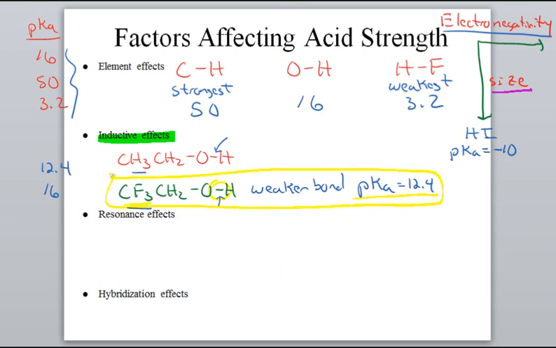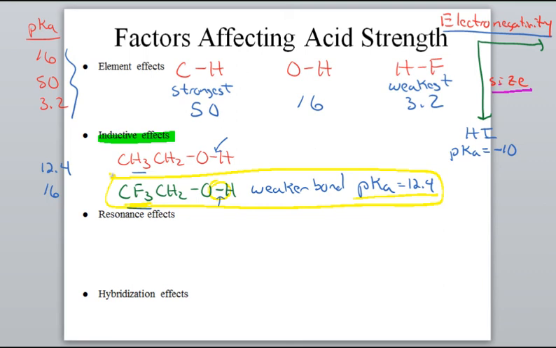Resonance effects, and this is something you're going to learn more in organic chemistry, but if you can have a bond broken and it can form a resonance structure versus not being able to form a resonance structure, the one that can form a resonance structure is more stable. It would have a lower pKa value.